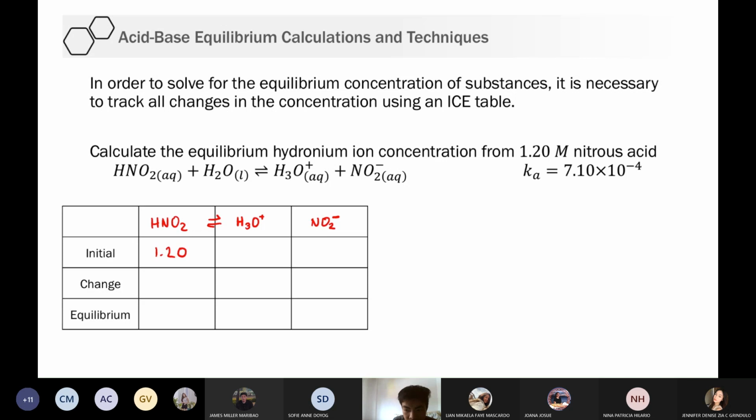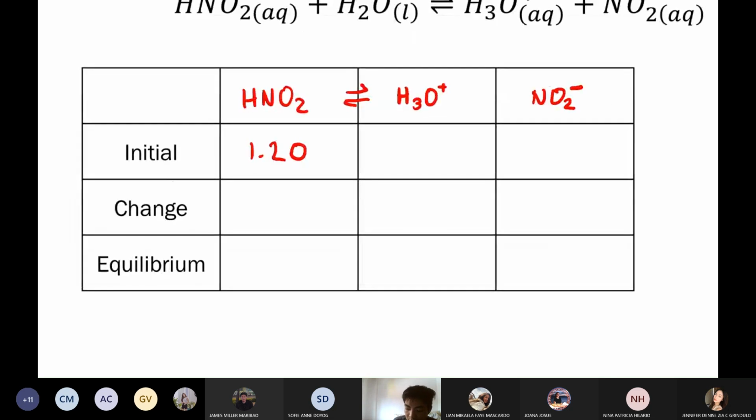How about the others? Walang sinabi. So kapag walang sinabi, 0 yan. Okay? So kapag walang sinabi, 0. Kung ano lang yung sinabi sa problem, yun lang ilalagay mong concentration. Okay? So, yan yung initial concentration natin. We have 1.2 of nitrous acid, 0 for H+, and 0 for NO2-.